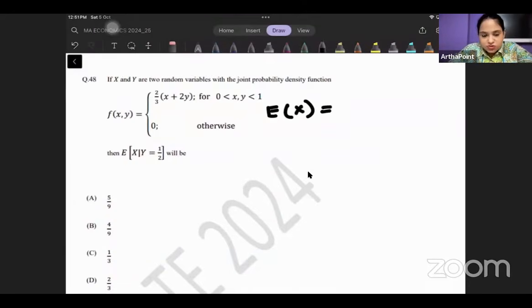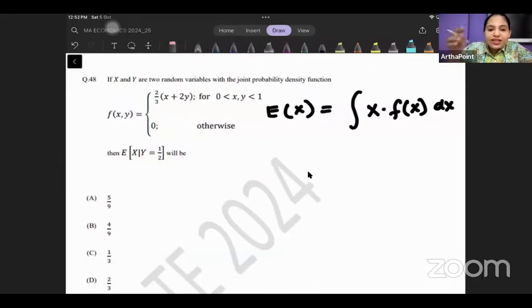Can you tell me first of all, what is the expected value of x? It is x fx dx integrated in the interval wherever x is defined. ये होता है expected value of x usually. इधर इन्होंने they have tricked you. What they are saying, you have to find the expected value of x.